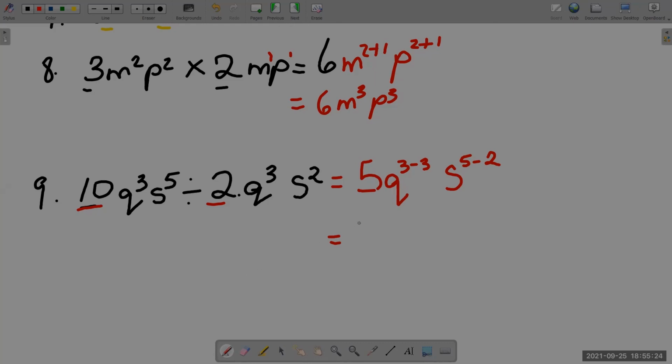Awesome. So let's continue now. What you should know, this is what you're going to end up with: 5 q to the power of 0, s to the power of 3. But let's be real. Do we ever leave anything as q to the 0?